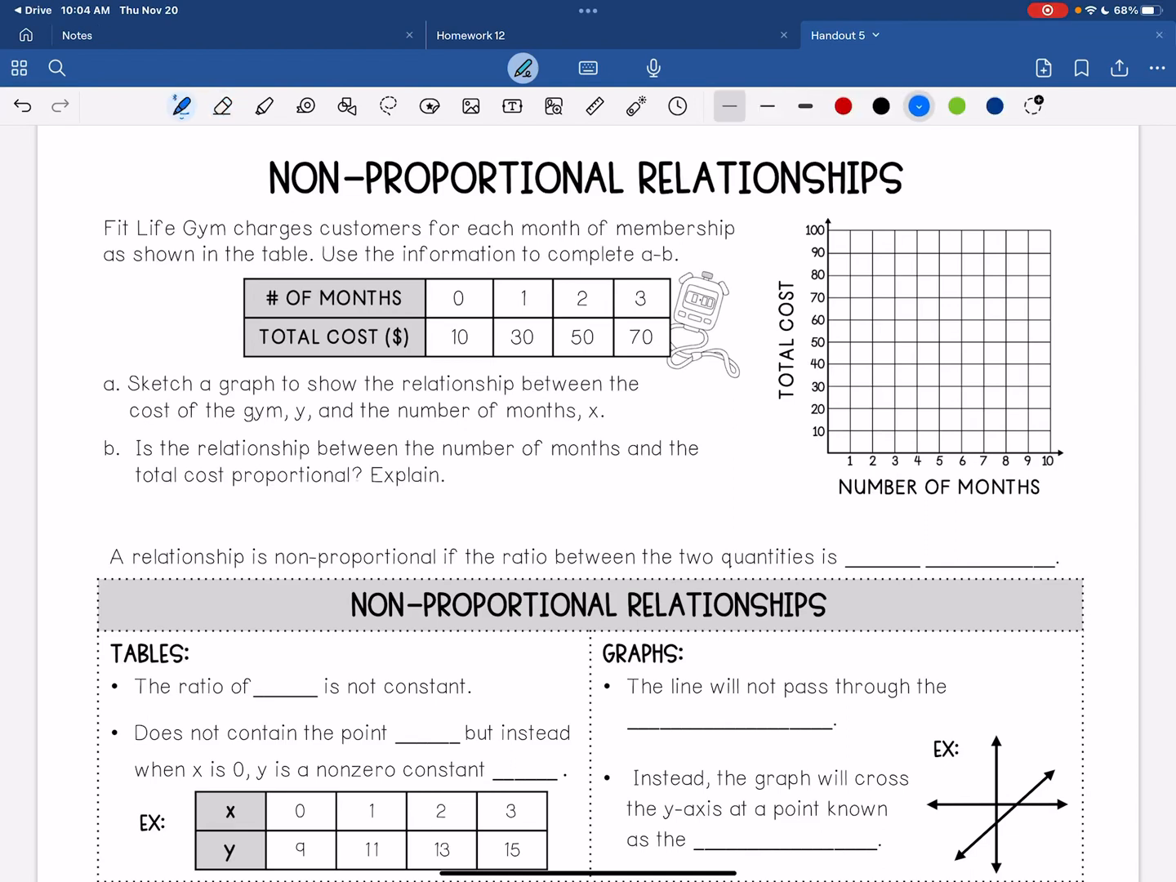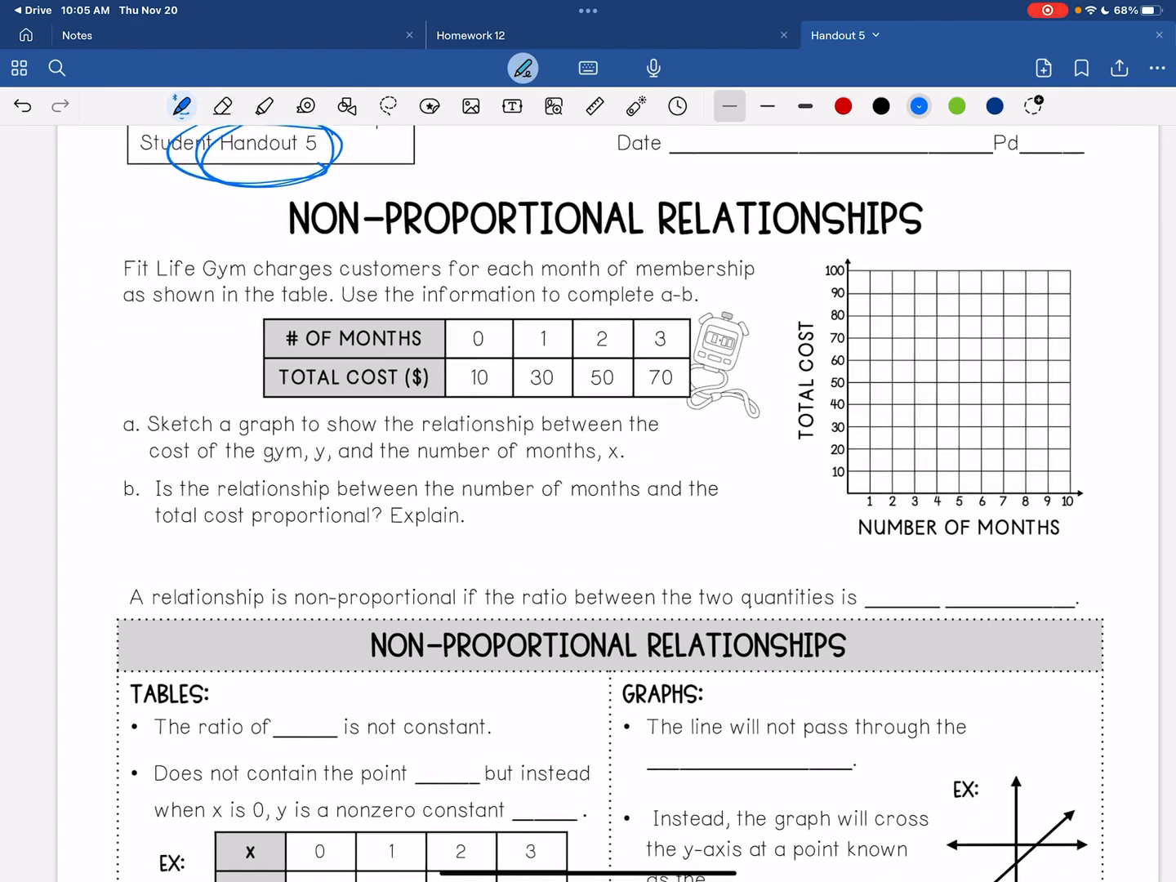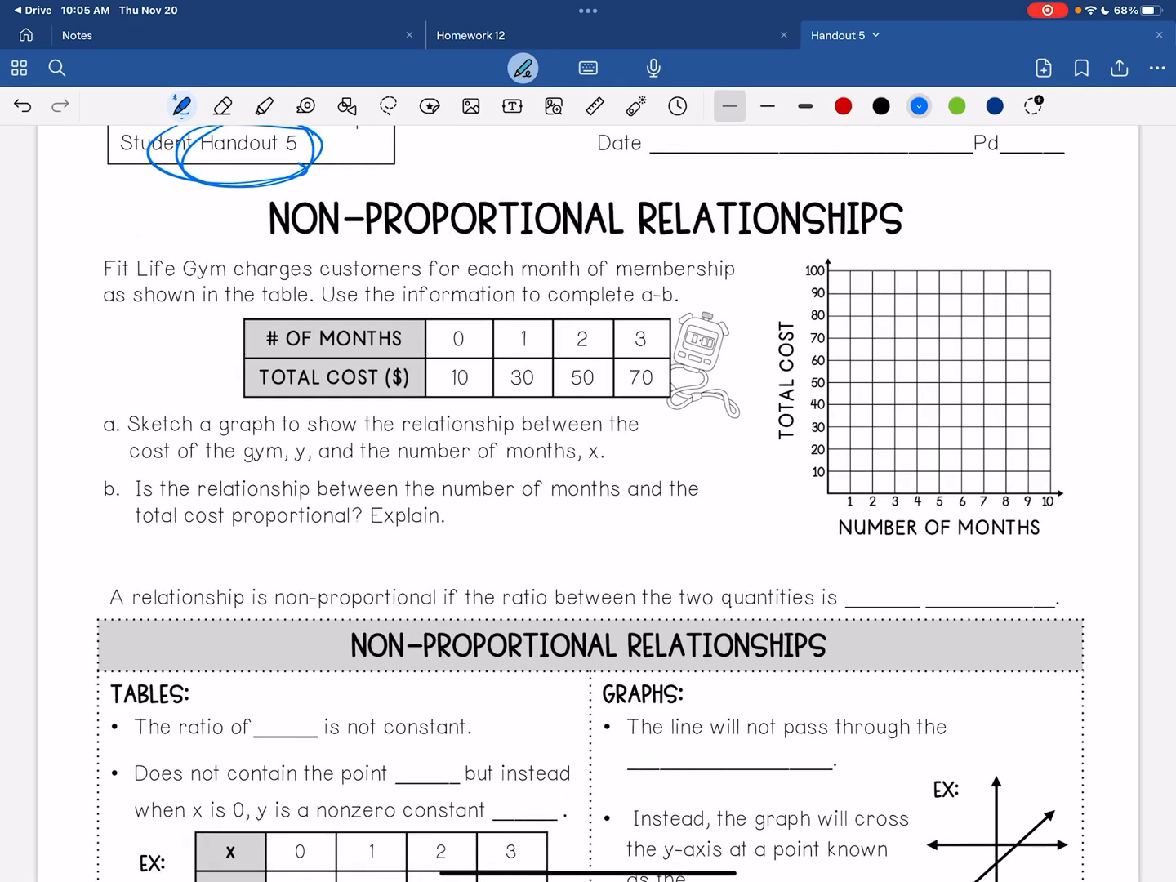Okay, today we are going to talk more about non-proportional relationships. This should just be a refresher since we talked about non-proportional relationships last week. So right now we are working on handout 5, so you should be following along with your notes. At the top it says FitLife Gym charges customers for each month of membership as shown in the table. We're going to use this information to answer these two questions.